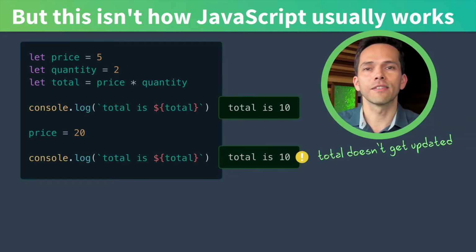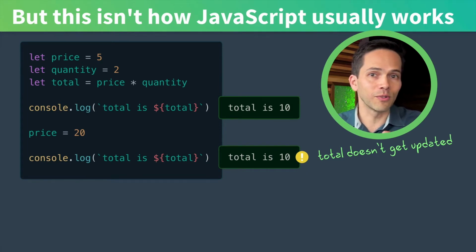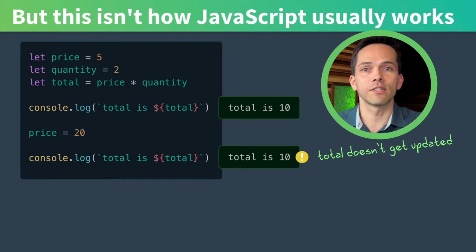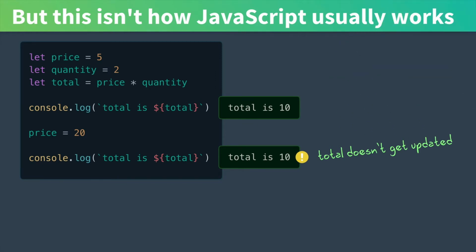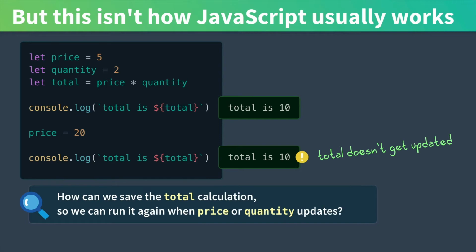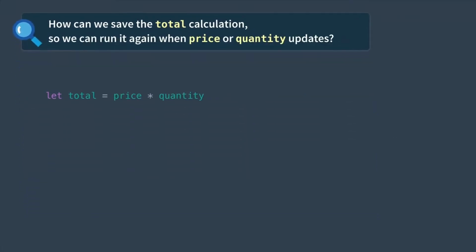In the first two lessons of this course, we're going to build a reactivity engine from scratch. This is useful because we'll build it in the same exact way that Vue 3 does reactivity. We'll solve this problem step by step. And first, we need to ask, how can we save the total calculation so we can run it again when price or quantity updates? So let's think about this for a second.